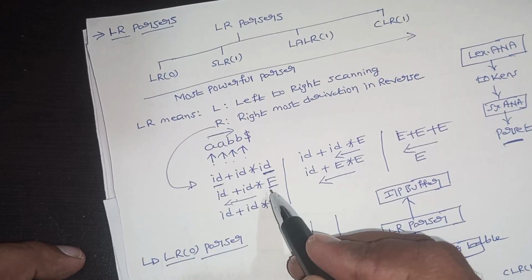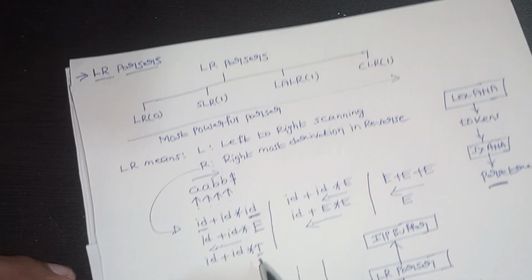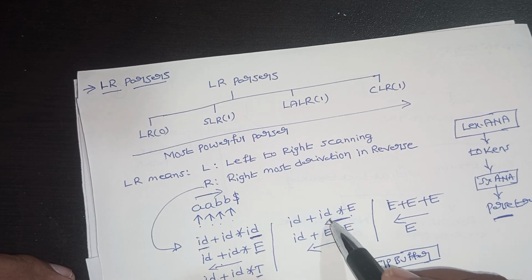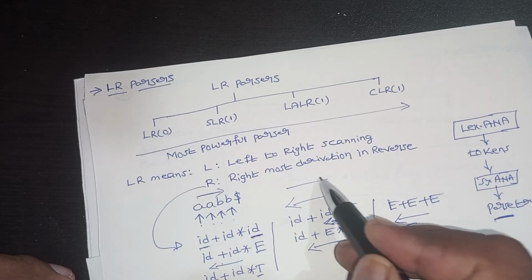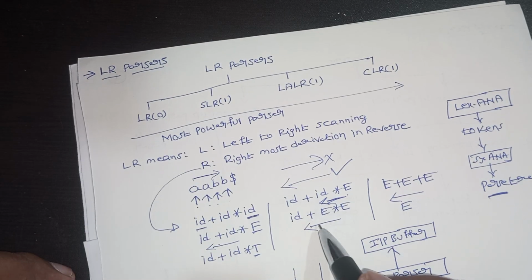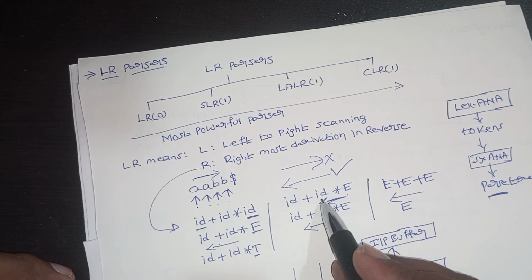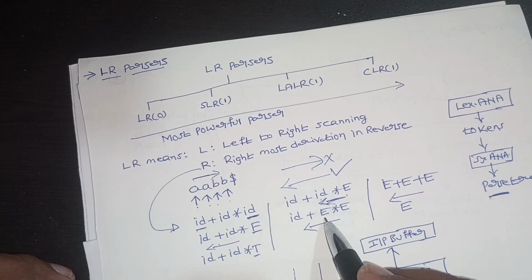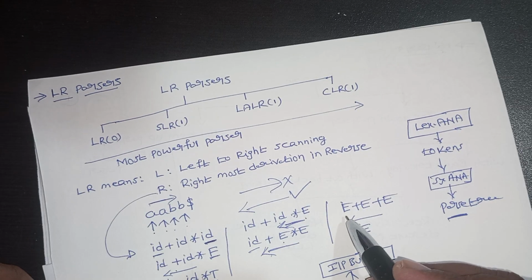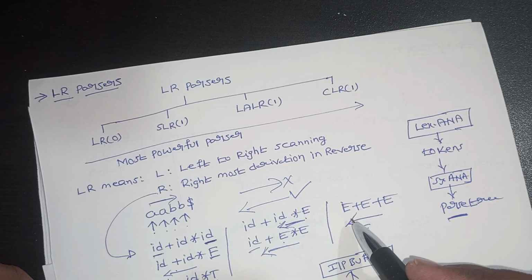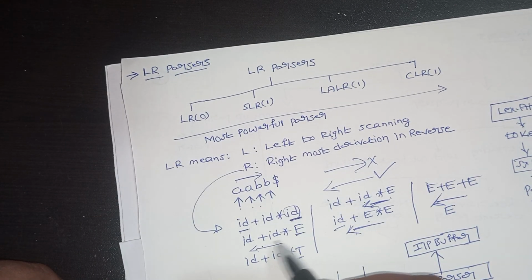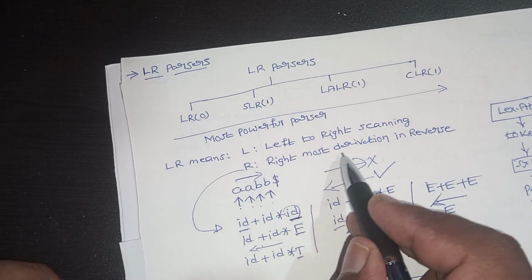Again I reduce F to T, then I reduce this T to E, and again reduce like this. In this way I am moving. Now I reduce this id to capital E directly. Next, I reduce this id to this E. In this way I am moving. Rightmost derivation in reverse order means the rightmost symbol is reduced in reverse.